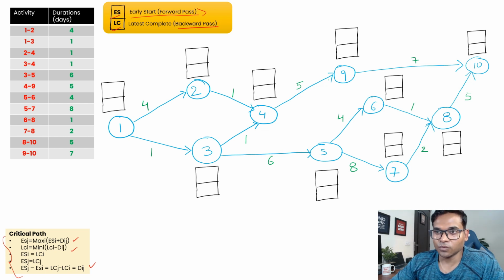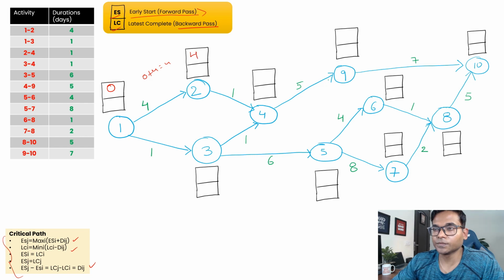Starting with node 1, early start is always 0, so we'll keep it 0, and then we'll move to node 2. Node 2 has a duration of 4, and the early start, if you see the formula, is the max of the predecessors' early start plus duration. Here there is only one arrow entering this node, so this will be 0 plus 4 equal to 4.